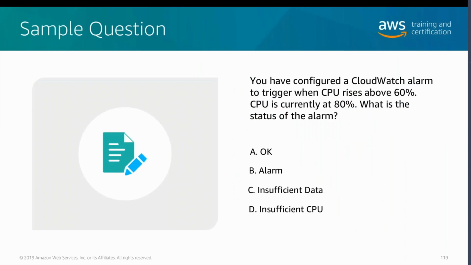So a sample question from this section is, you have configured a CloudWatch alarm to trigger when CPU rises above 60%. It's currently at 80%. What is the status of the alarm? Well, it's currently set to trigger when it rises above 60%, and it's currently at 80%. Well, the state is alarm in that case. We're into an alarm state.